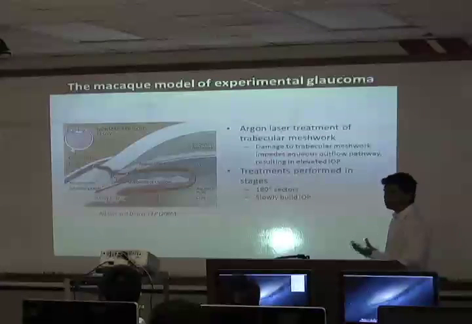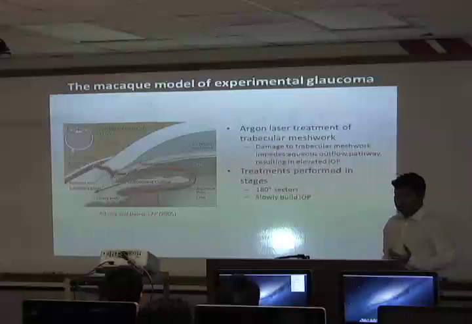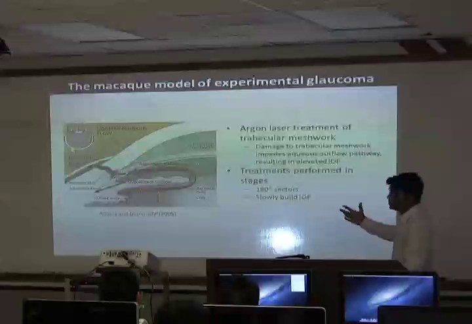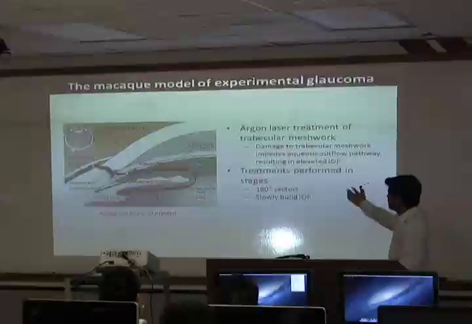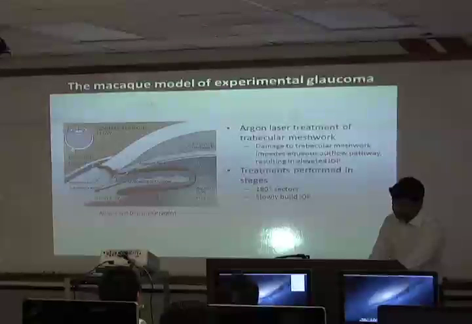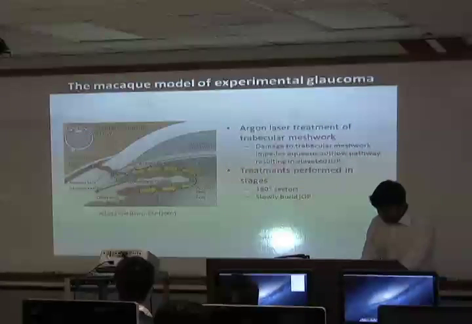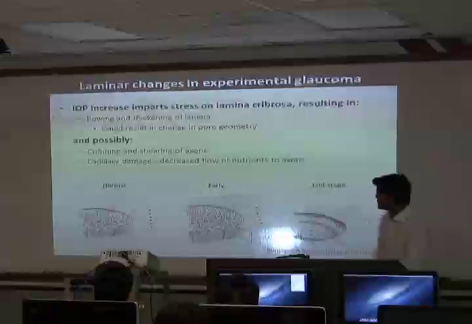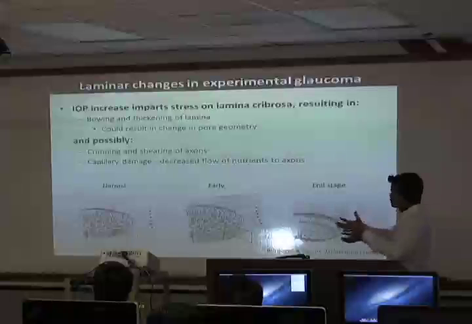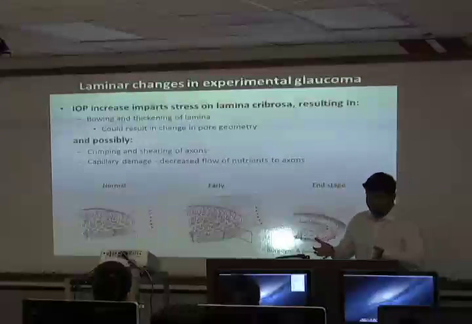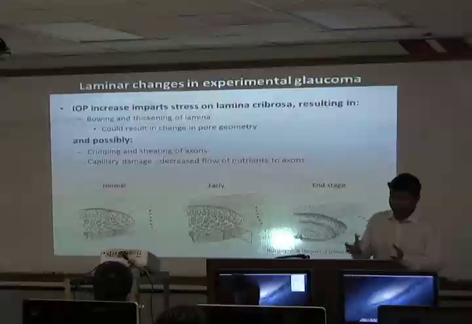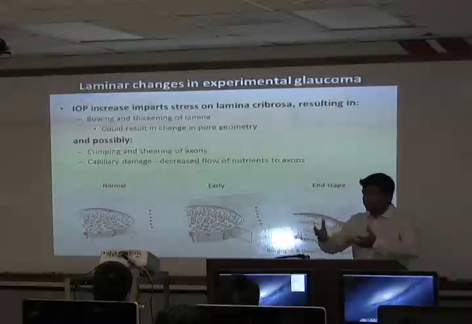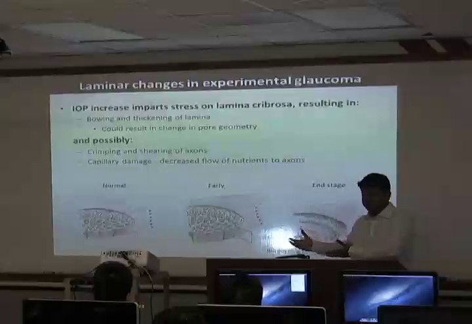To learn more about this disease, I use a monkey model of experimental glaucoma, where one eye is normal and the other eye is induced with glaucoma. To induce glaucoma, the trabecular meshwork is treated with an argon laser so that it blocks the flow of the aqueous, thereby increasing intraocular pressure. When the IOP increases, it imparts stress on the lamina cribrosa surface, resulting in bowing and thickening of the surface. This could change the geometry and possibly cause crimping and shearing of the axons. And when you crimp and shear the axons, it results in loss of signal and permanent blindness.